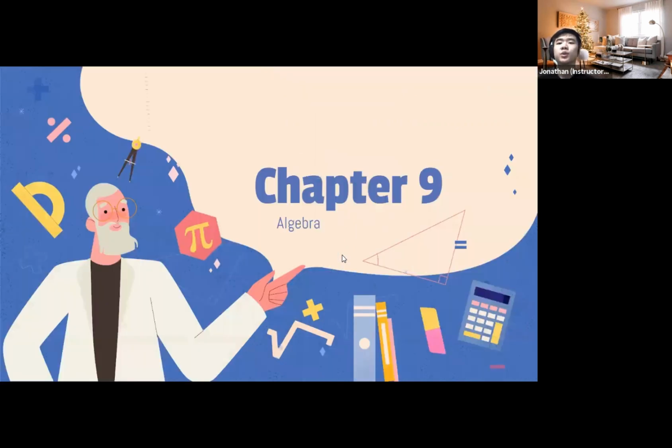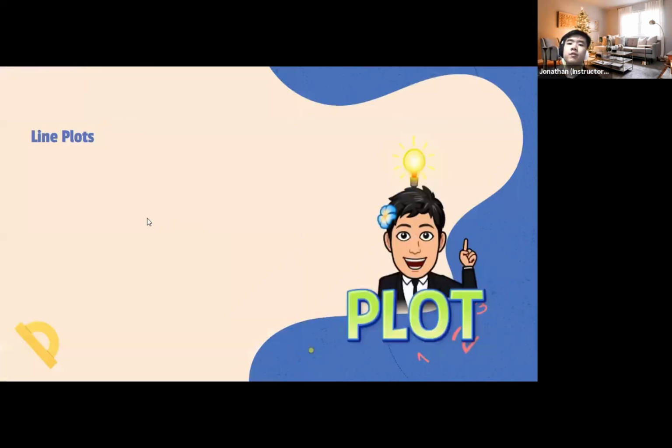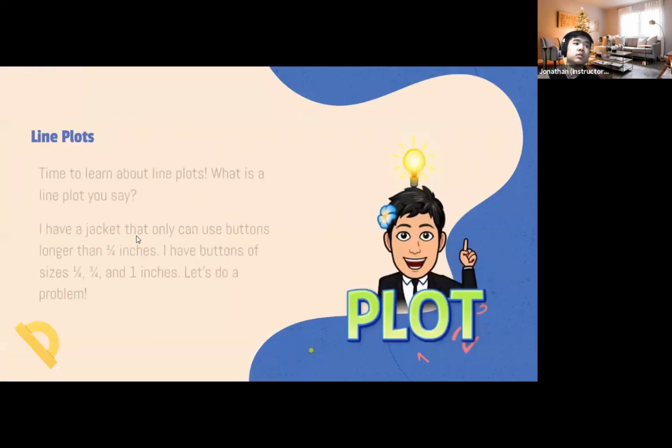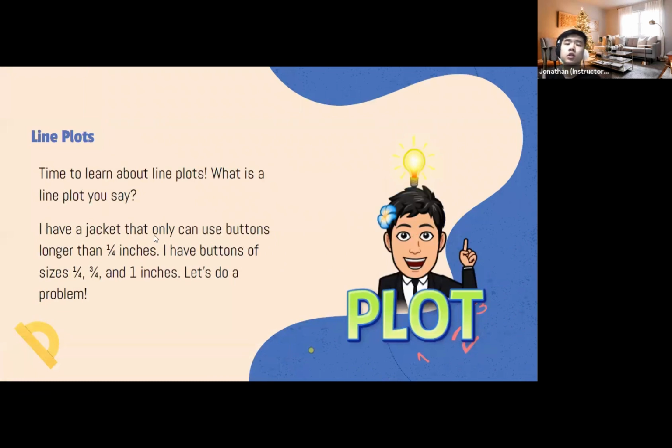So chapter 9. We're gonna delve into the world of algebra today. Today's chapter is really short. Like last time, multiplication was really short because it's just multiplication. So today's gonna be pretty short. So before we move on, let us talk about line plots. So let's learn a little bit about line plots.